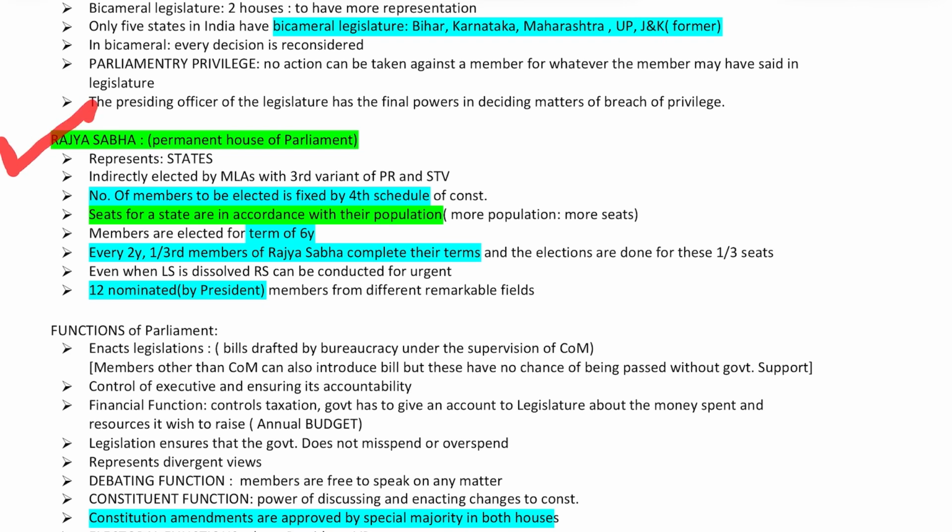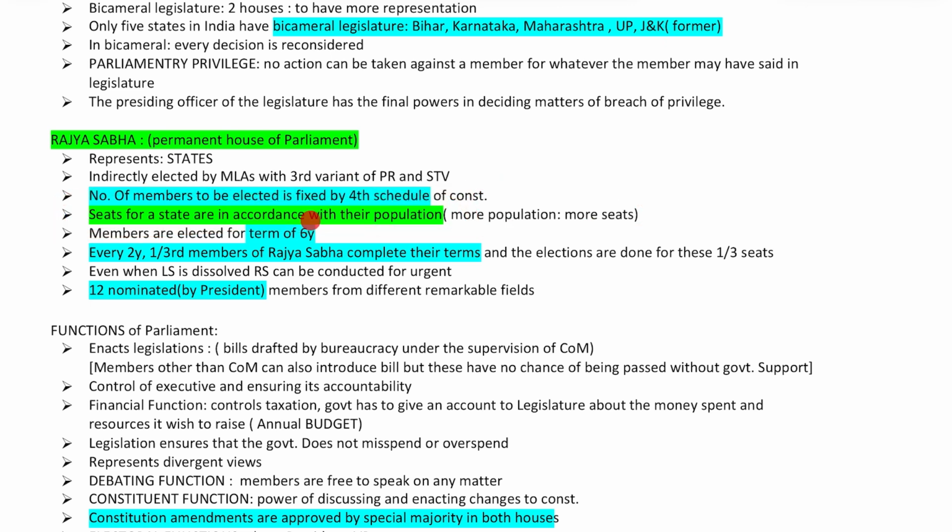Then Rajya Sabha. Rajya Sabha is the permanent house of the parliament. It represents the states, or the federal nature of the Indian constitution. The Rajya Sabha members are indirectly elected by the members of the legislative assemblies of the states, with a system of proportional representation and single transferable vote. The number of members to be elected is fixed by the fourth schedule of the constitution. The seats for a state are in accordance with their population. More population would mean more seats.